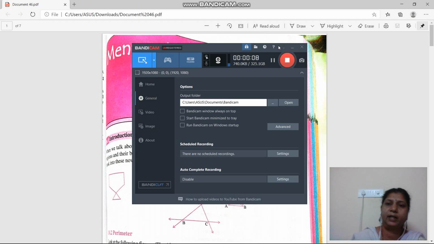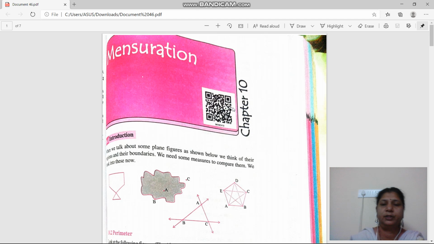Now today we will start our new chapter, mensuration, chapter 10. The name itself gives us an idea of this chapter. Mensuration means measurement. It is according to the measurement. So measurement means it may be the length, breadth, width, or we can say height, then perimeter, area, whatever the measurement, it is included in this chapter, mensuration. So let's start our introduction.